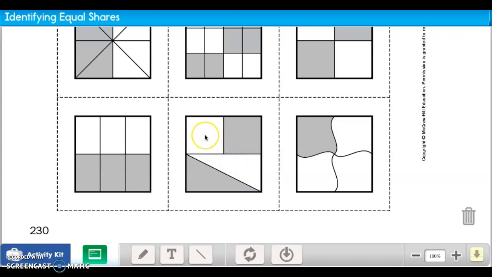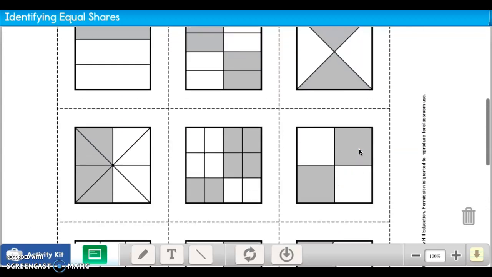How about this one? A triangle and square, and a square and a triangle. So yes, this is equal. How about this one? Well, only 1 is shaded and 3 are not. So this is not equal.